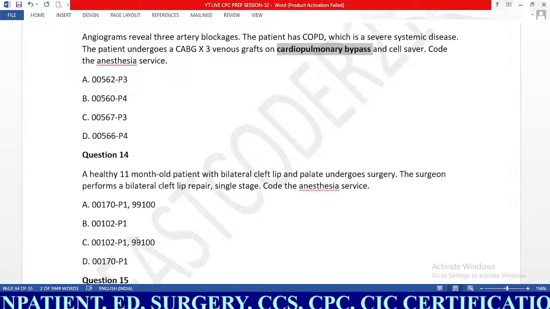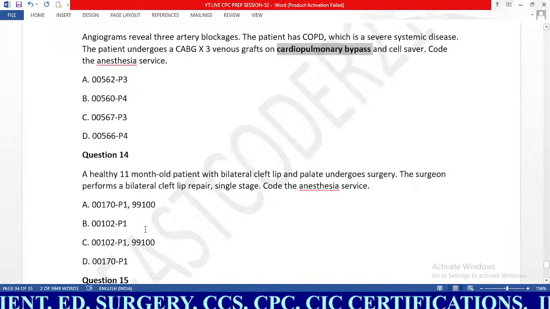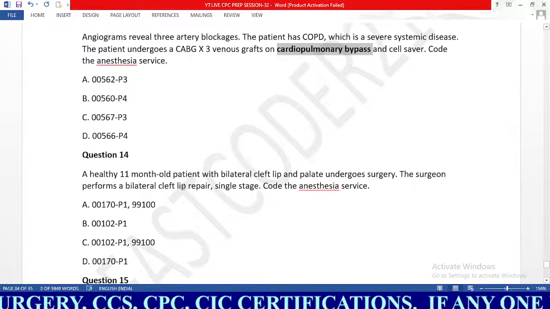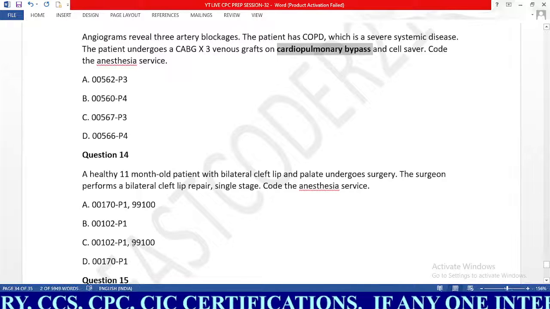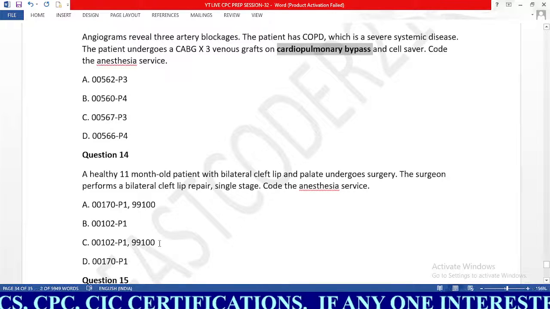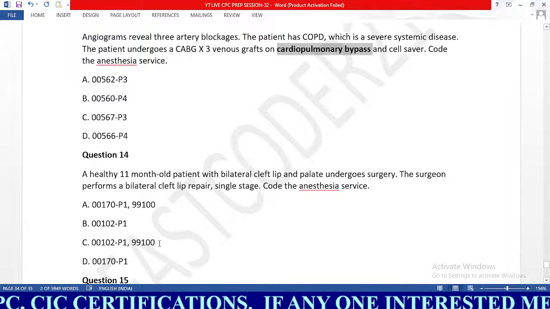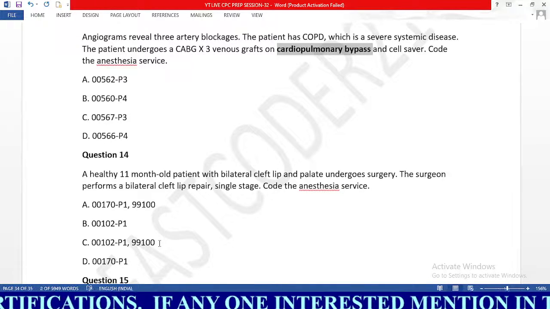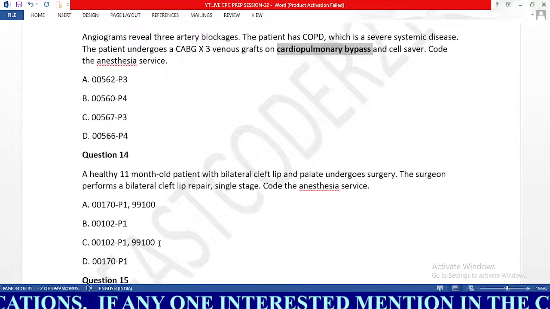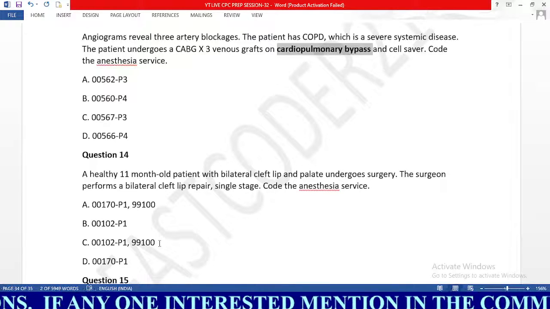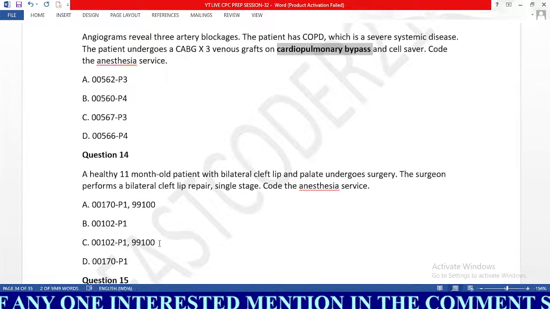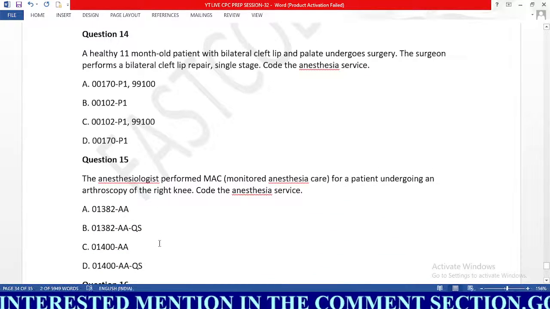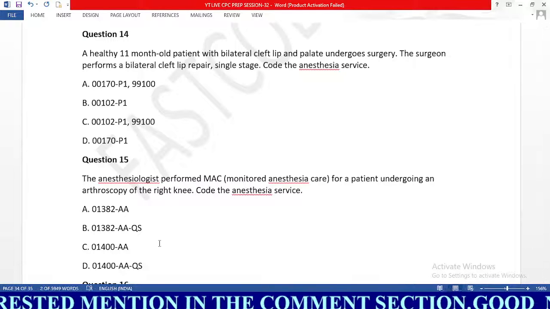So here, the answer for question number 14 is C. 00102 with P1, as the patient is a healthy patient. We need to add the P1 modifier and 99100 as the patient is less than 1 year old. So our answer is C here. All are doing good in the anesthesia section. You need to get 4 marks out of 4 while writing the original exam. So question number 15, please. Now it is 10. We can discuss the answer at 10:02.